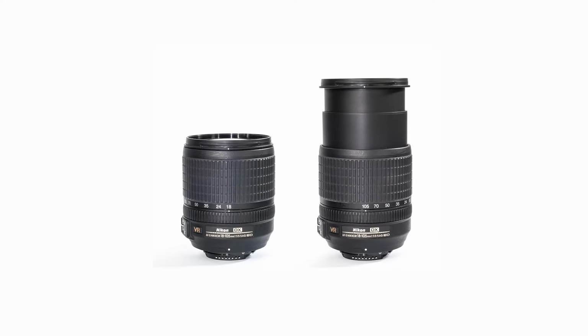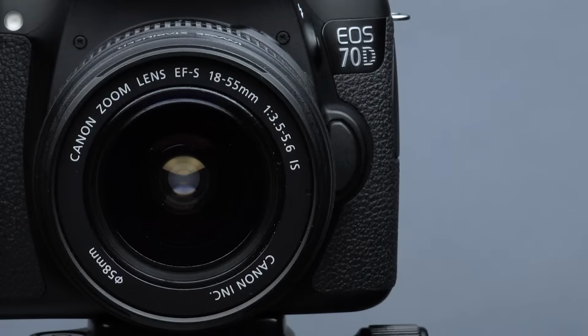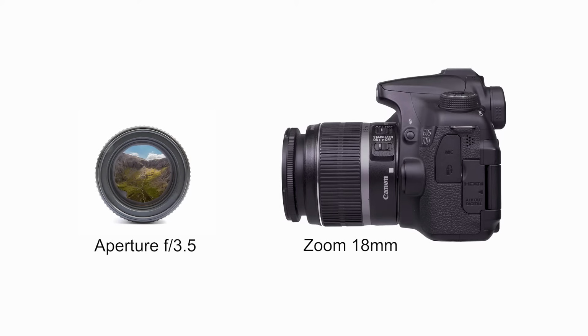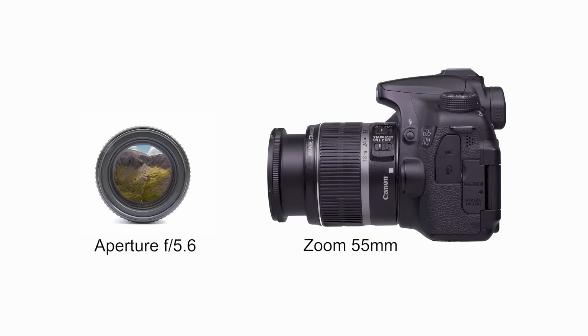Some zoom lenses also have a variable maximum aperture range depending on how zoomed the lens is. For example, a standard zoom lens of 18 to 55 mm will have a maximum aperture range of f3.5 to f5.6, depending on how zoomed the lens is. So when the lens is zoomed to 18 mm, the maximum aperture is f3.5. But when you zoom in to 55 mm, the maximum aperture is now f5.6.